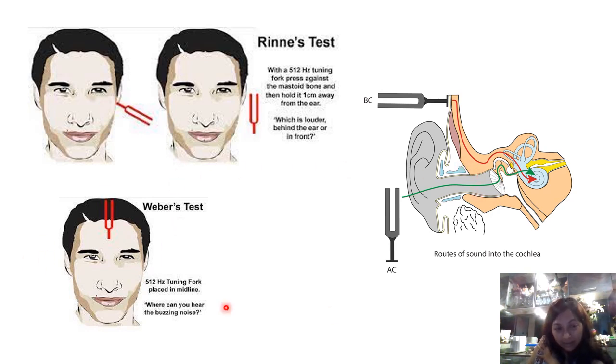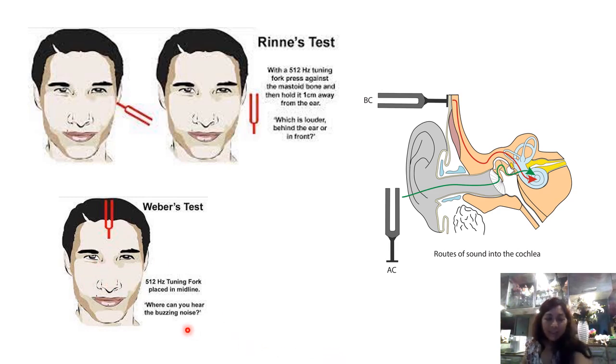Weber's test is a little bit different. You just take that tuning fork and you press it somewhere in the midline. Normally, we press it here over the glabella, or you can press it over the vertex of the skull. Some people also press it over the chin, and in some very hard to hear cases, you can actually press it over your incisors, but people really rarely do that.